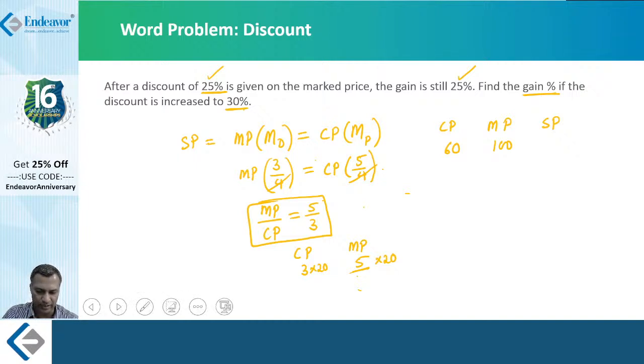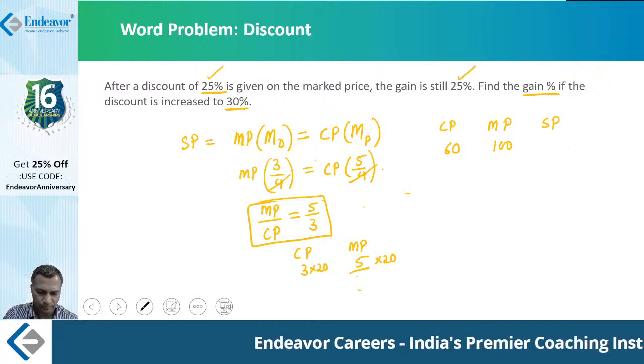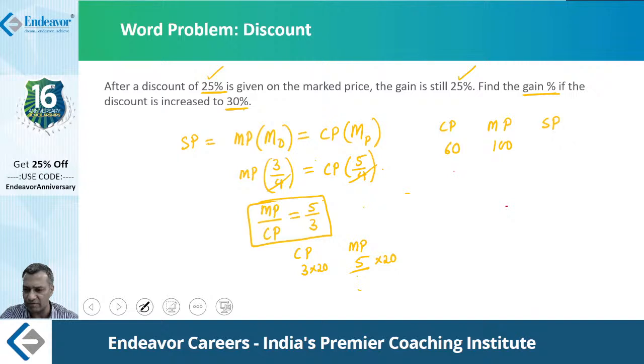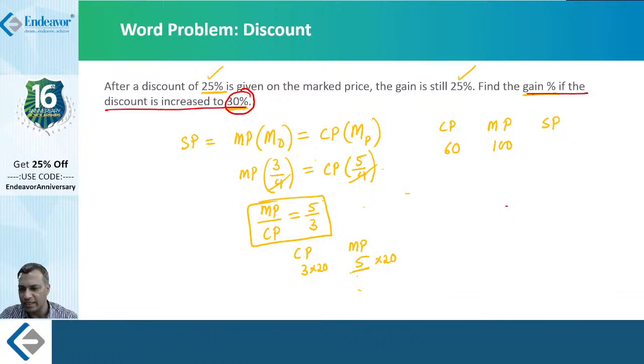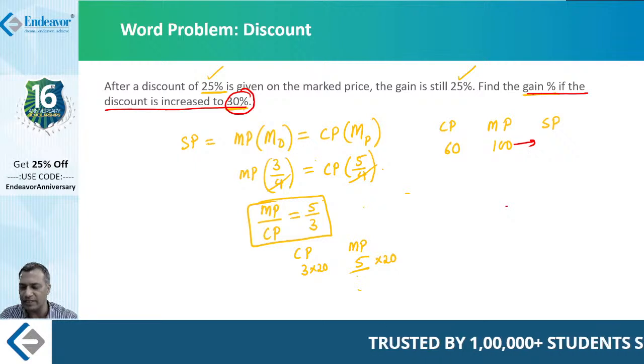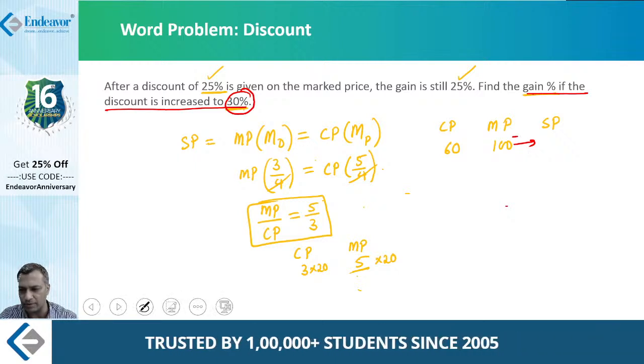Case 1. Let us quickly write the 2 cases out here. Actually, 2 cases are not required, one case is enough. So now what is the selling price in this case? The discount is increased to 30%. Find the gain percentage. Give a discount of 30% from here and you will reach the selling price. What is the discount? 30%. A 30% discount on 100 is 30 rupees only. Therefore the selling price is 70 rupees.